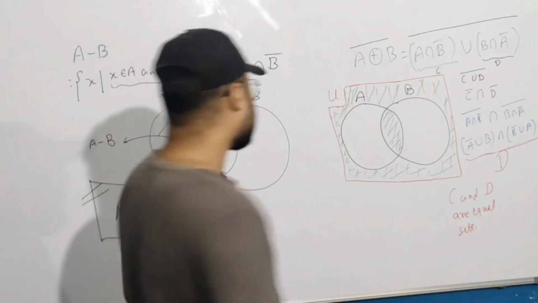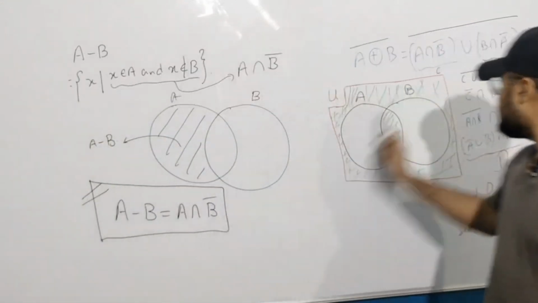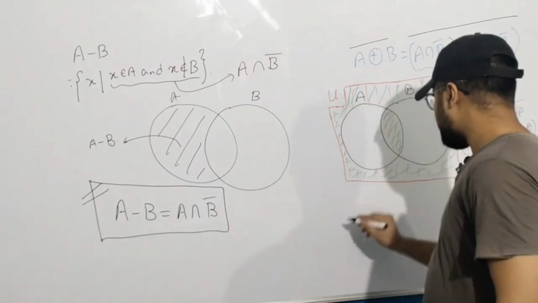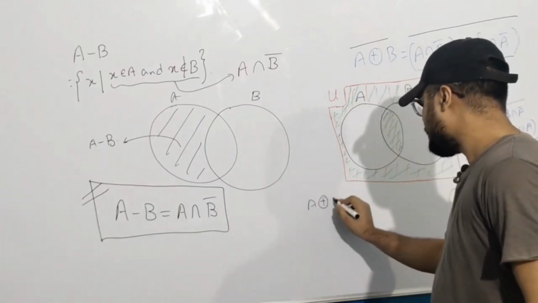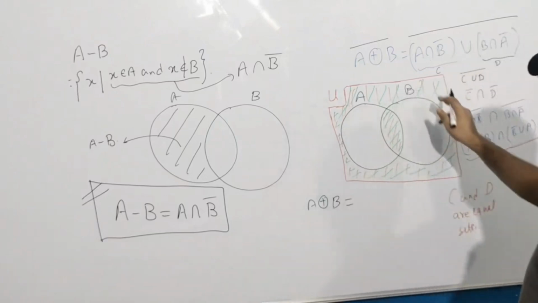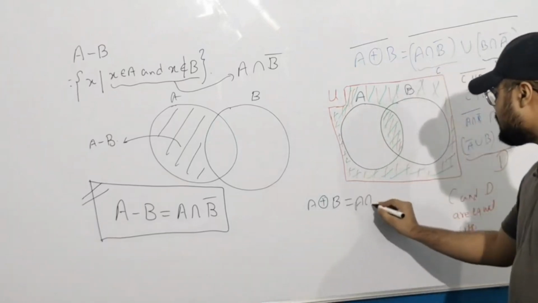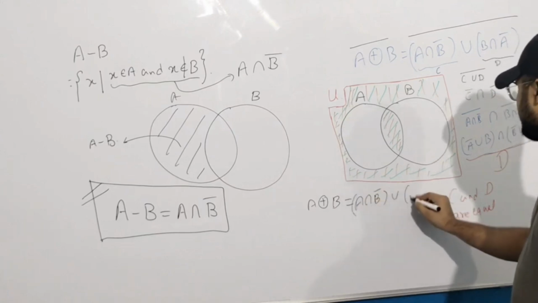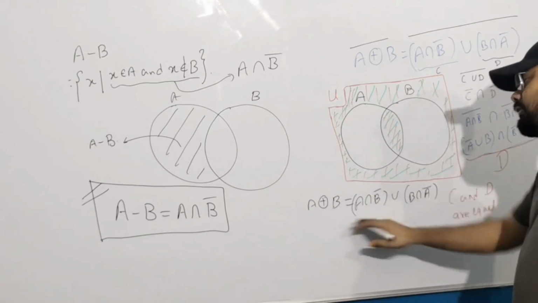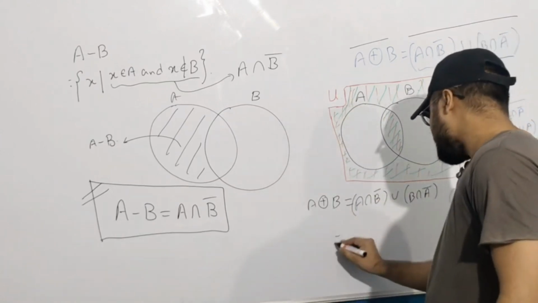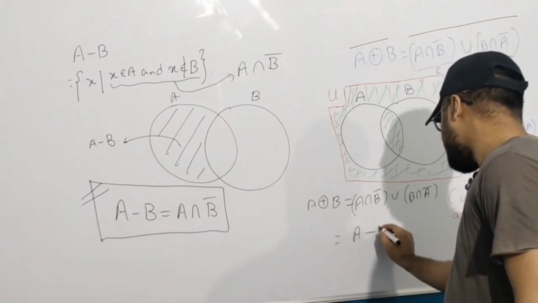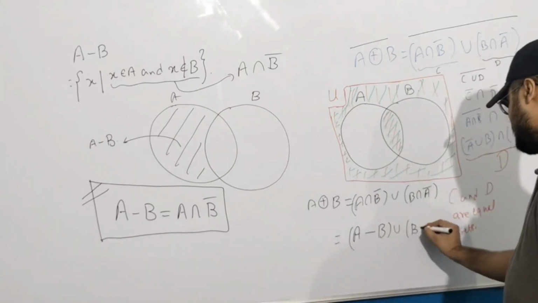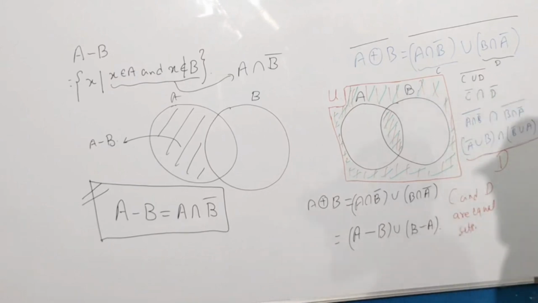Now, just look at this. A intersection B complement, what we can say is that the symmetric difference of A and B is also A intersection B complement union B intersection A complement. This is what we know. It means that the symmetric difference of A and B is A minus B union B minus A. Right?